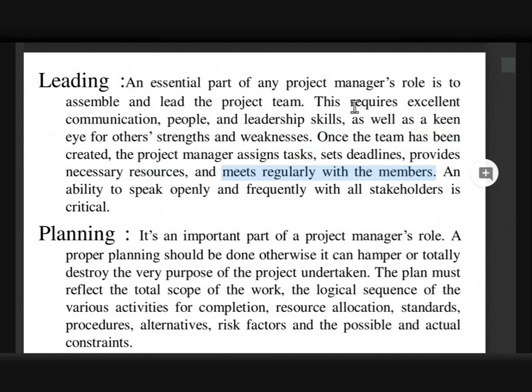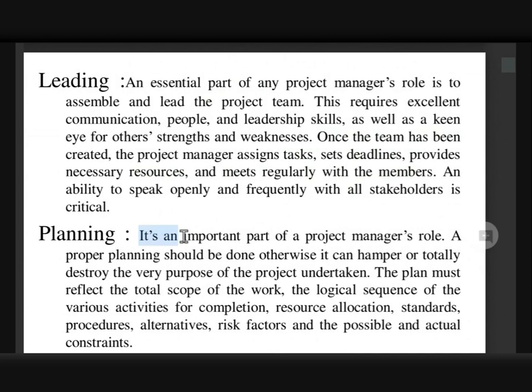Similarly, whenever project tasks are happening, they need proper and open communication. Because if someone hides certain data or hides a particular activity from the project members, then there will be chances of failure of that project. So when we talk about leading the project, it means we have to communicate, we have to handle, we have to take our team toward the desired objectives of the project.